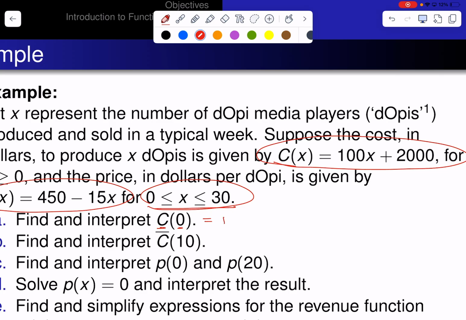So C of 0 would be 100 times 0 plus 2,000. It looks like there's $2,000 in startup cost, and then $100 per dopey. But if I make 0 dopies, I don't have to worry about that, because the $100 takes into consideration the manpower, like what you pay your employees per hour. I don't need to worry about all that. So what is it going to cost you? $2,000 to start. You haven't sold or produced a dopey yet. You've just started your company. It costs you $2,000. You have to have some seed money. That's usually when you go to investors and say, I need like $10,000 to start my business.